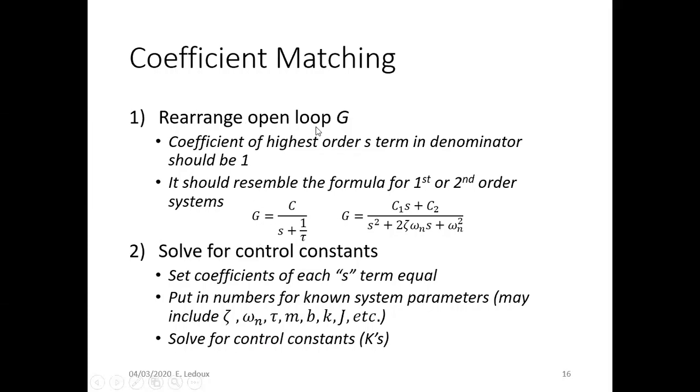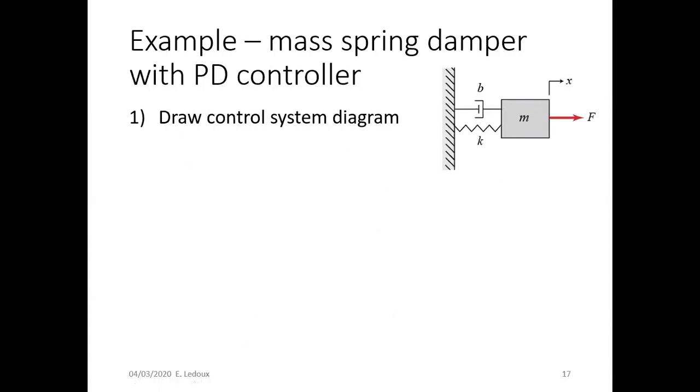So you rearrange the open loop transfer function, put it into this form, solve for the control constants. There's an example with all of the algebra worked out in the notes, but we will do it here for the mass spring damper.